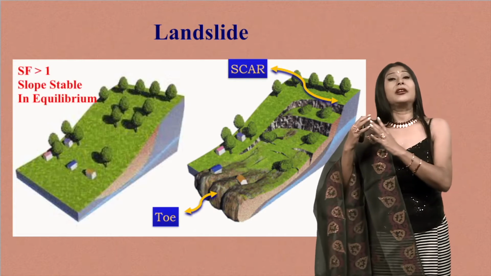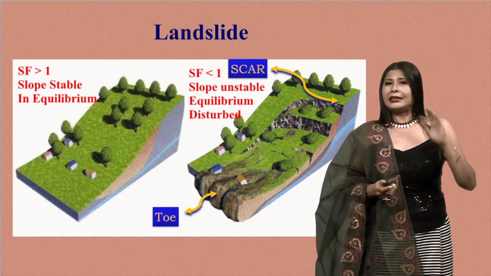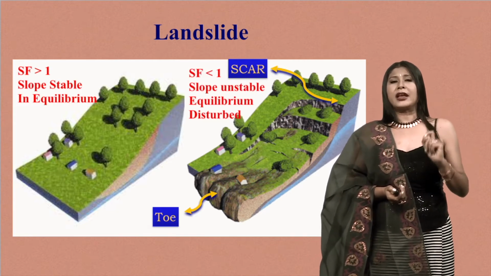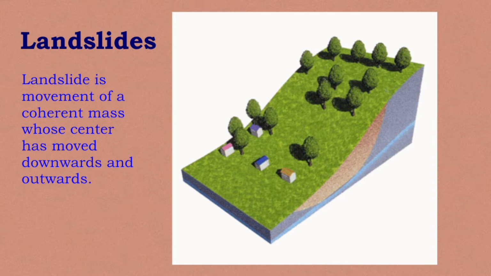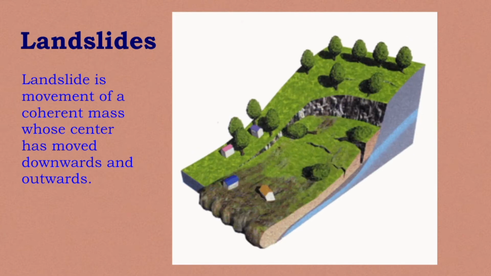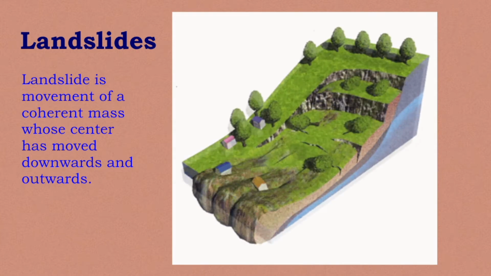The second type is the landslide. Here it is sliding, not falling. Landslide is movement of a coherent mass whose center has moved downward and outward. So, this word coherent mass is very important. The whole block is just sliding, and there is a plane along which the sliding takes place.